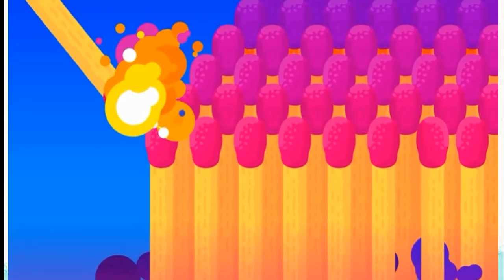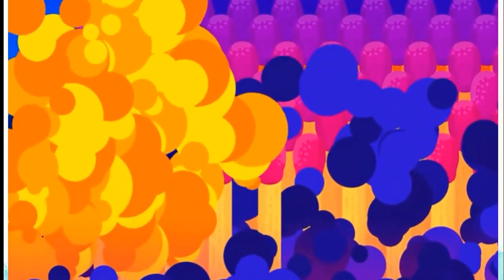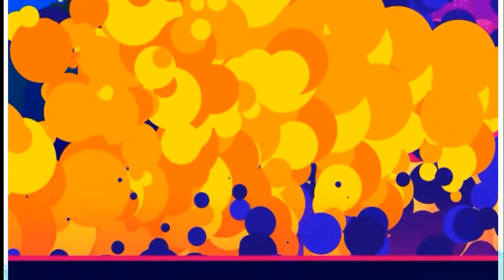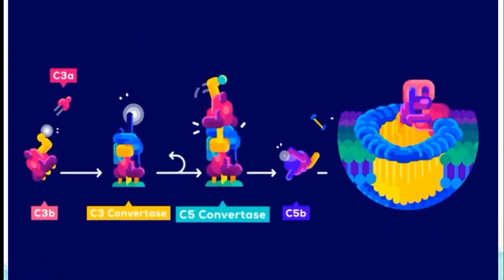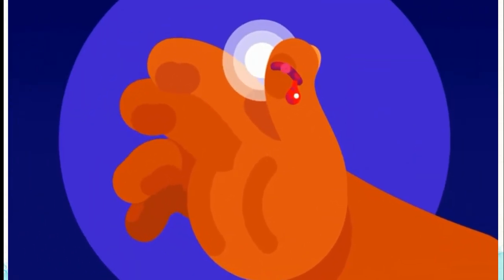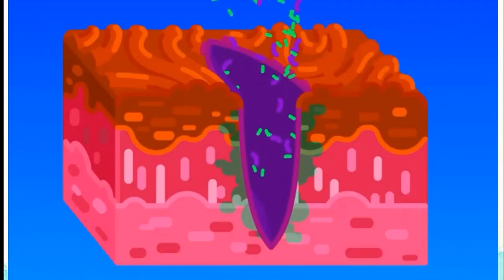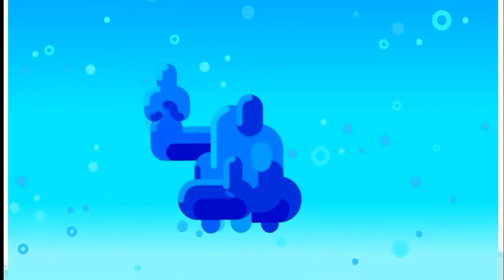Once one catches fire, it ignites the ones around it. They ignite more, and suddenly you have a big fire. To show the actual mechanisms of the complement system is a tad complicated and overwhelming, so we'll simplify here. Now, let's imagine you've cut yourself and a bunch of bacteria enter the wound and make it into the surrounding tissue. Our complement attack begins with C3.